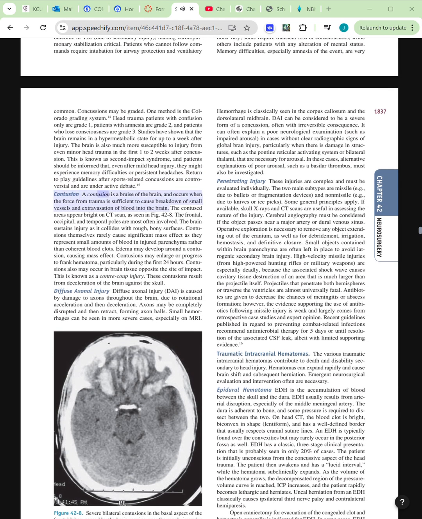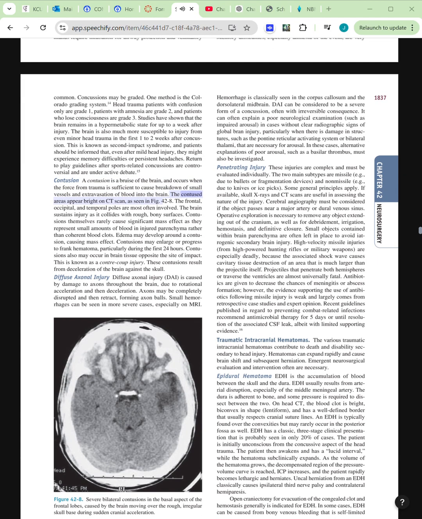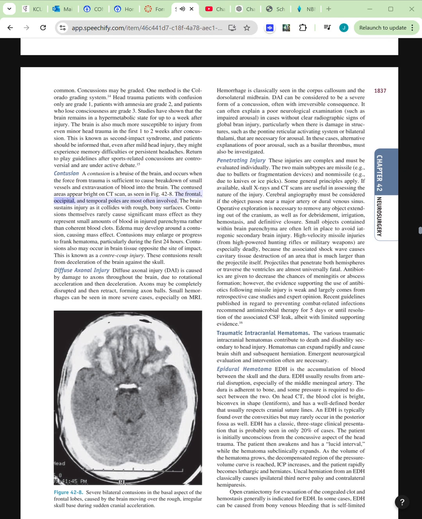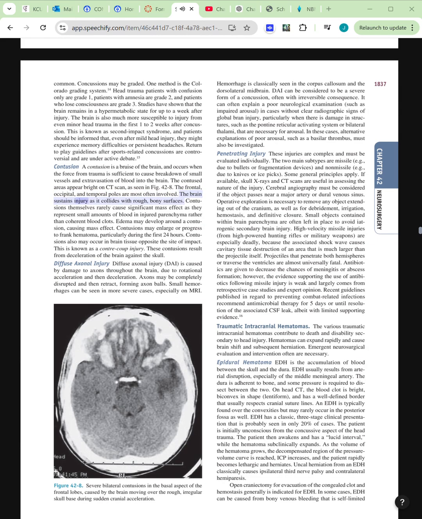Return to play guidelines after sports-related concussions are controversial and are under active debate. Contusion. A contusion is a bruise of the brain and occurs when the force from trauma is sufficient to cause breakdown of small vessels and extravasation of blood into the brain. The contused areas appear bright on CT scan, as seen in figure 42.8. The frontal, occipital, and temporal poles are most often involved. The brain sustains injury as it collides with rough, bony surfaces.